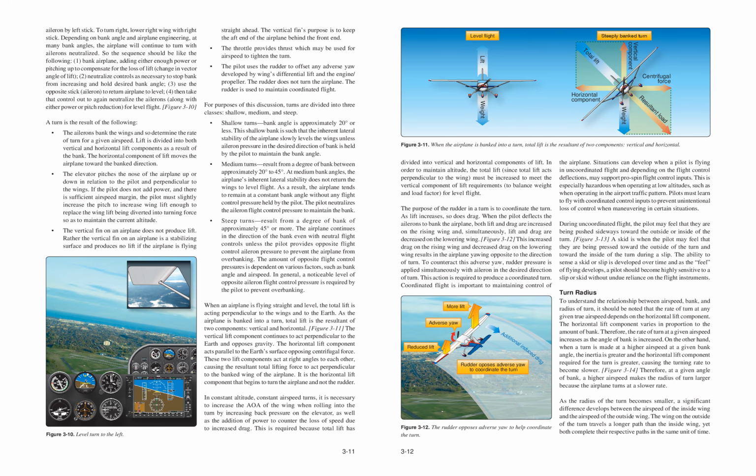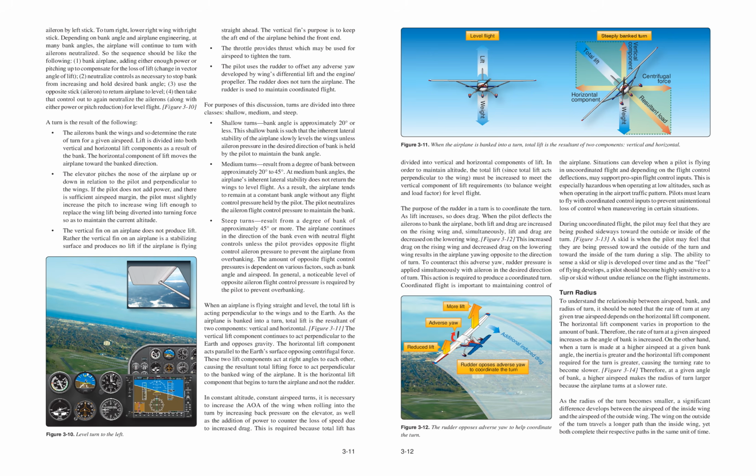Medium turns result from a degree of bank between approximately 20 degrees to 45 degrees. At medium bank angles, the airplane's inherent lateral stability does not return the wings to level flight. As a result, the airplane tends to remain at a constant bank angle without any flight control pressure held by the pilot. The pilot neutralizes the aileron flight control pressure to maintain the bank. Steep turns result from a degree of bank of approximately 45 degrees or more.